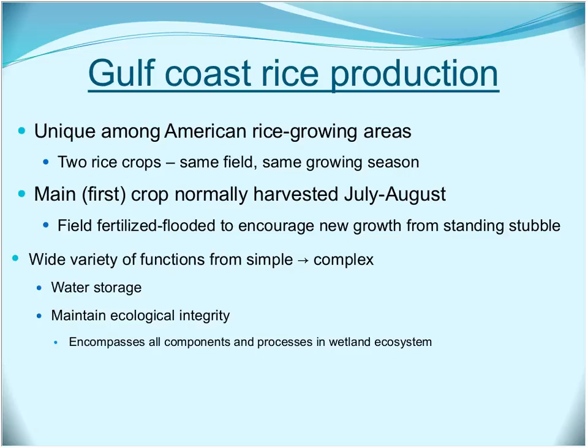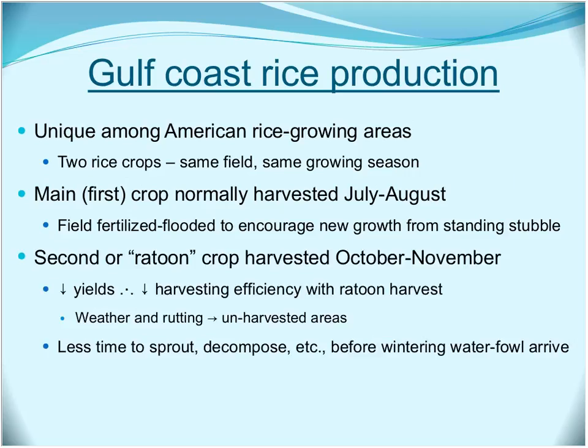And again, going back to the rice production down in the Texas rice belt, it is a unique area. Two crops in the same field in the same growing season mean that this second crop, although yields are typically lower, is what boosts the habitat function for these areas. Following the harvest, efficiency is usually lower.